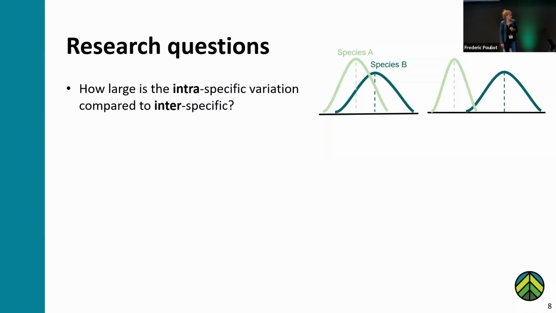So we had three research questions. The first one: we wanted to know how large the intra-specific variation is compared to the inter-specific variation. In other words, do we have overlapping distribution curves, like in the left graph, or distinct distribution curves, which means that the intra-specific variation is lower than the inter-specific variation?